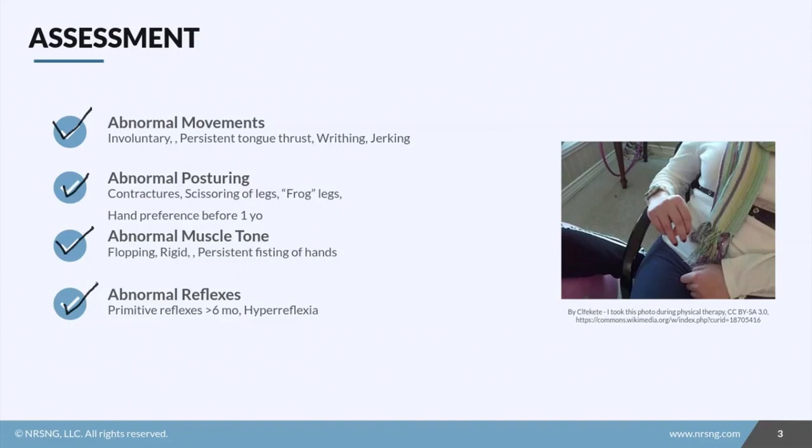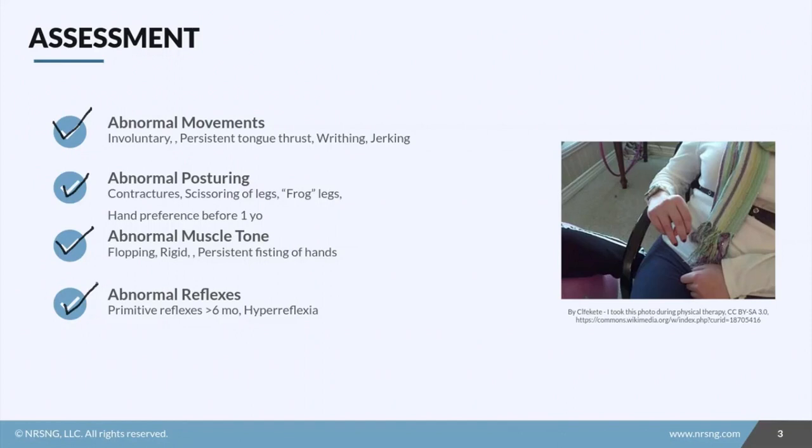Kids who have cerebral palsy, their reflexes are usually going to be hyper, so they're very exaggerated. And a lot of times their newborn reflexes are going to persist beyond the normal time. So normally newborn reflexes are present only up until 6 months of age, but a kid who has cerebral palsy, those may actually persist beyond that 6-month age range.